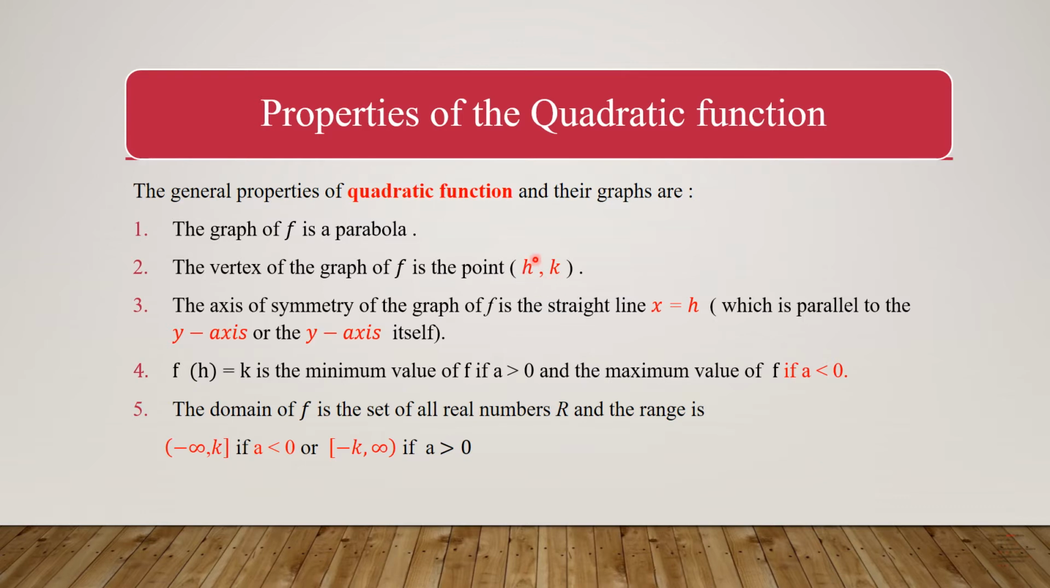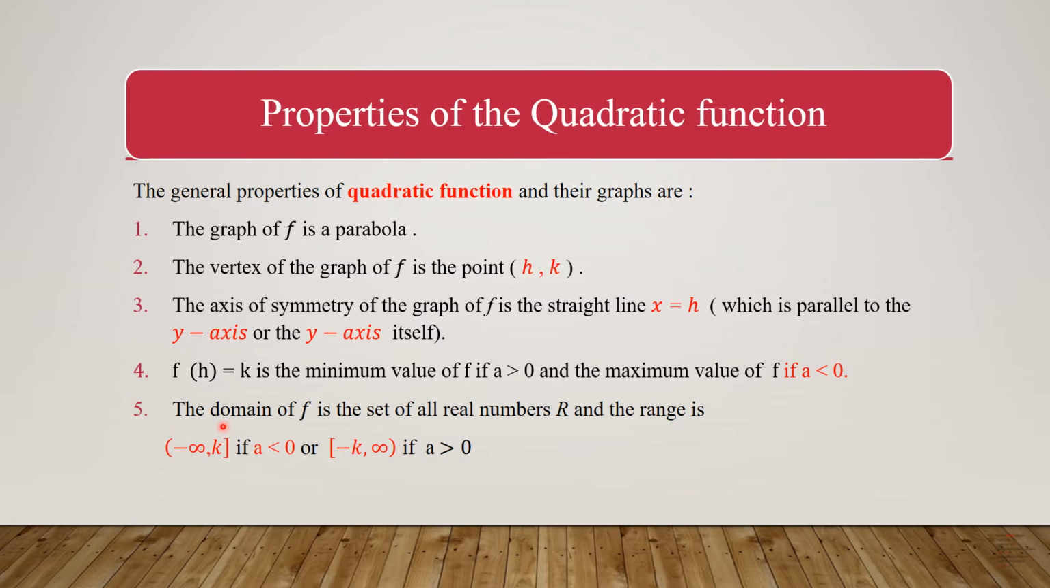Now what is this h? If we put this h value, which is the x point of the axis of symmetry, we will get the value of the function, k, and that value of k will be the minimum value or the maximum value of the function. As you know, a is the coefficient of x square. If a is greater than 0, it will be a minimum value. If a is less than 0, it will be a maximum value.